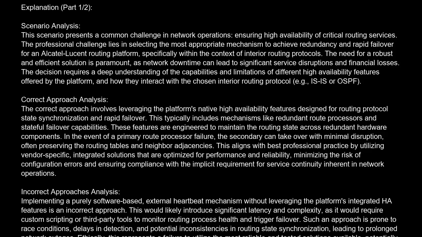Incorrect approaches analysis. Implementing a purely software-based, external heartbeat mechanism without leveraging the platform's integrated HA features is an incorrect approach. This would likely introduce significant latency and complexity, as it would require custom scripting or third-party tools to monitor routing process health and trigger failover. Such an approach is prone to race conditions, delays in detection, and potential inconsistencies in routing state synchronization, leading to prolonged network outages. Ethically, this represents a failure to utilize the most reliable and tested solutions available, potentially exposing the network to unacceptable risks.